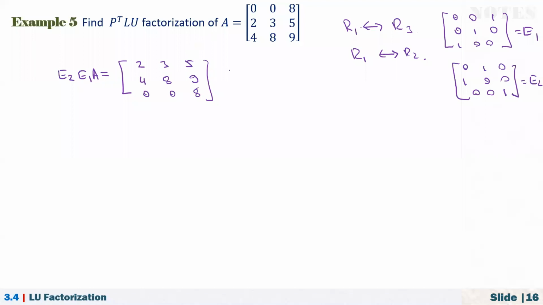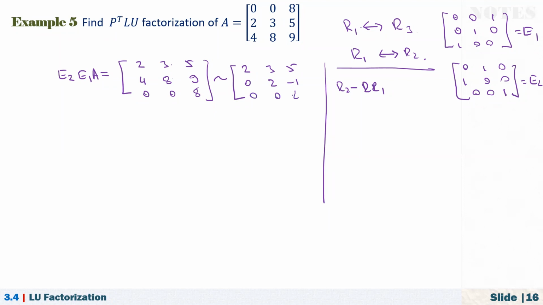So now, after that, let me just draw a line. The second part: here we have 2, 3 and 5. I should multiply this first row by 2 and add it to the second row. Minus 2, minus 4 plus 4 is 0. Minus 6 plus 8 is 2. Minus 10 plus 9 is equal to minus 4. Now here we have 0, 0, 8. I don't have to perform any other operation.